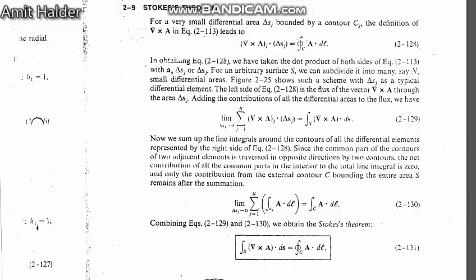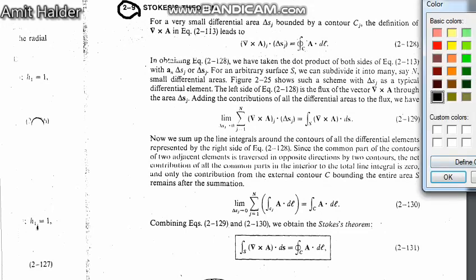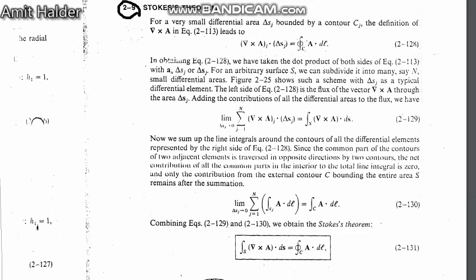Now we are heading towards Stokes' theorem. What is Stokes' theorem? First of all, we have largely used the divergence theorem. That means the divergence of a vector, the scalar product of the vector. But now we are heading towards the curl of a vector. If we integrate the surface integral of the curl of a vector, it is equal to a bounded line integral. We can get the line integral through this. That is known as Stokes' theorem.